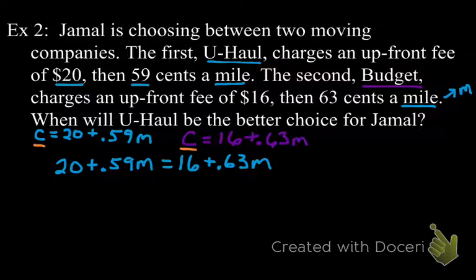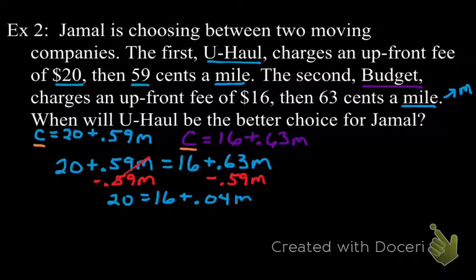So let's see, let's get these m's together first. So let's subtract 0.59m from both sides of the equation. And that will cancel this out. So we'll have 20 equals 16 plus 0.04m. Now, you could have subtracted the 0.63m from both sides also and moved the variables over to the left-hand side. I usually like to subtract the smaller one so that I end up with a positive value if possible. But it's not a right or wrong thing. You can do it either way.